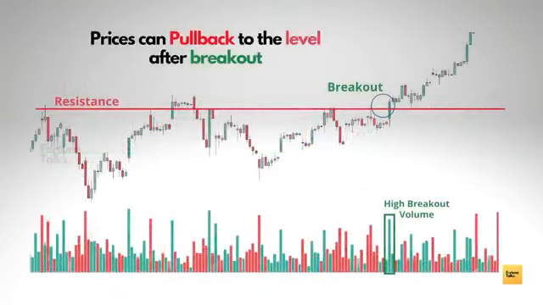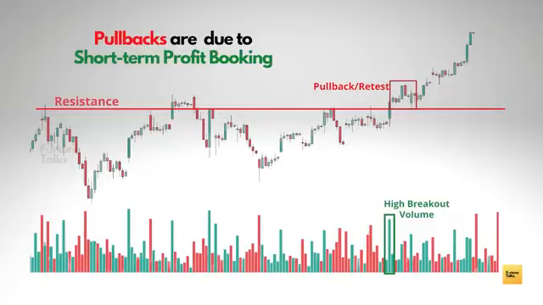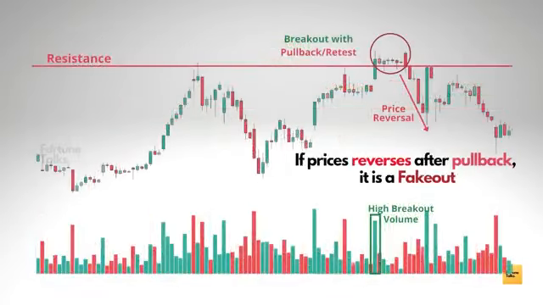In some instances, even after a high volume breakout, the price will often retrace or pull back to the breakout point before moving in the breakout direction again. This is because the short-term traders will often buy the initial breakout, but they will attempt to sell quite quickly for profit. This selling by the short-term traders will temporarily drive the price back to the breakout point. Now, if the breakout is legitimate, then the price should move back in the breakout direction after the retest or pullback. And if it does not, it is a failed breakout and the price would reverse.